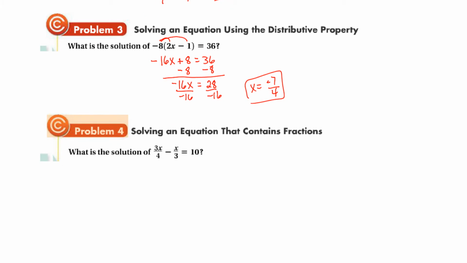Problem 4 says solving an equation that contains fractions. Following my steps, step 1, clear the equation of fractions. I have two fractions here, one with a denominator of 4, one with a denominator of 3. So you want to multiply the equation by a common denominator.